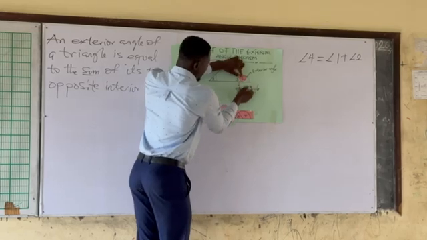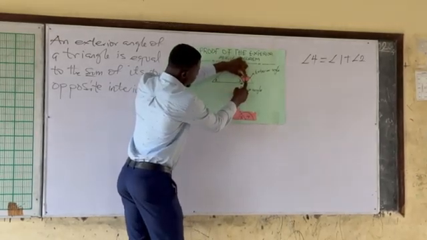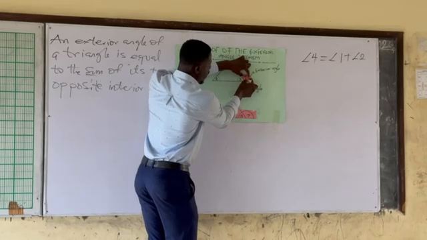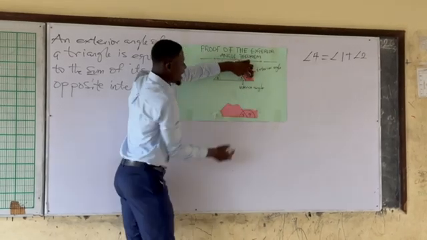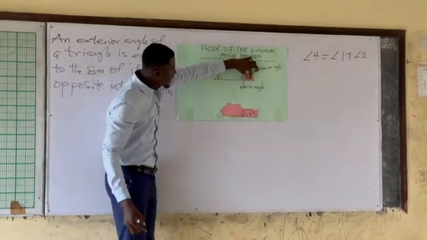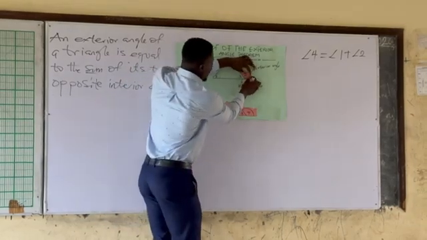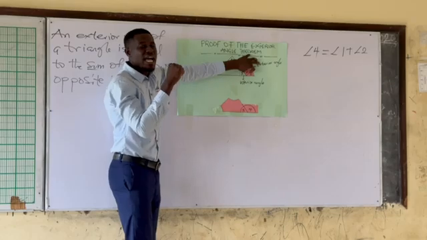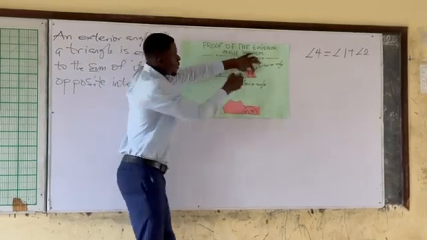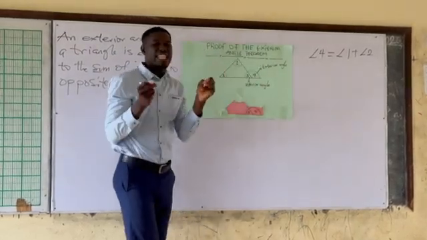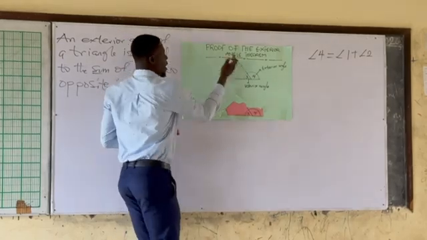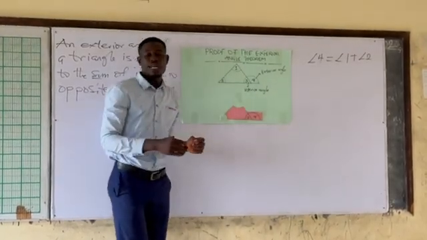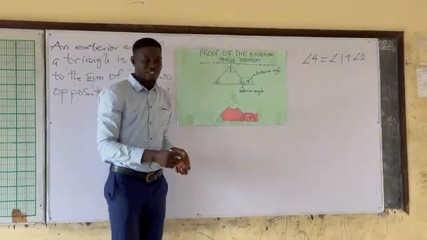So angle 1 is here. Putting angle 2 to it, or adding angle 2 to it, you can clearly see that when you add angle 1 and angle 2, it fits angle 4, the exterior angle of the triangle. So these two interior angles, angle 1 and angle 2, when you sum them together, you get angle 4, which is the exterior angle of the triangle.